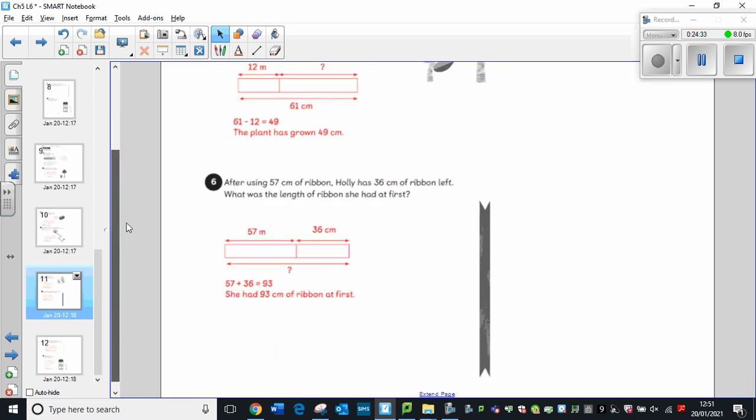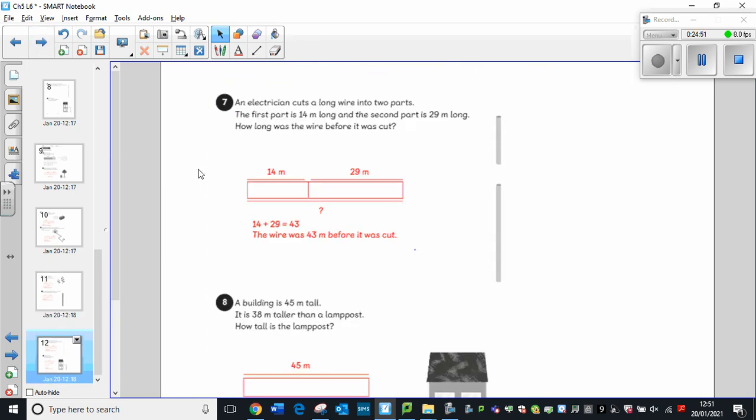Question 6. After using 57 centimeters of ribbon, Holly has 36 centimeters of ribbon left. What's the length of the ribbon she had at first? So we were doing 57 add 36, which would give us 93 centimeters. So we know to start with, the ribbon was 93 centimeters long. Question 7. An electrician cuts a long wire into 2 parts. The first part is 14 meters long and the second part is 29 meters long. How long was the wire before it was cut? So to find out the total length of the wire, we'd be doing 14 add 29, which equals 43. So we know the wire was 43 meters before it was cut.